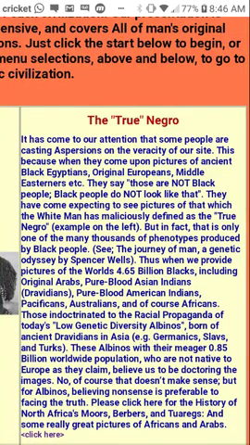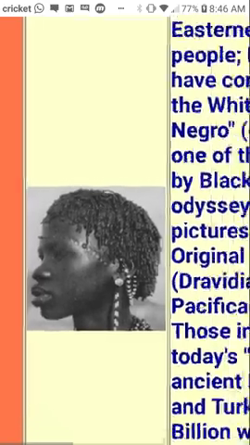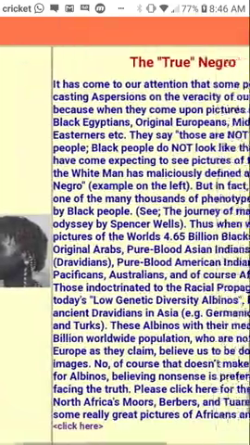It has come to our attention that some people are casting aspersions on the veracity of our site. This is because when they come upon pictures of ancient black Egyptians, original Europeans, Middle Easterners, etc., they say those are not black people. Black people do not look like that. They have come expecting to see pictures of that which the white man has maliciously defined as the true Negro. Example to the left. Let's make this a little bit bigger. Okay? True Negro. Right? Okay, now let's get back smaller.